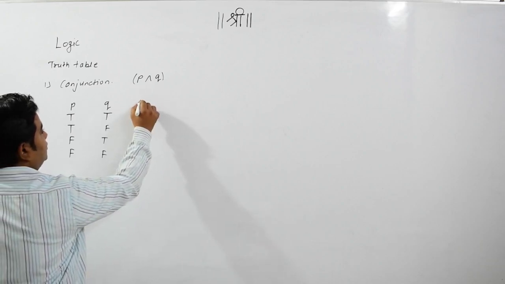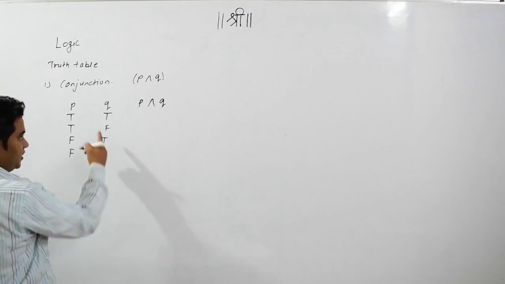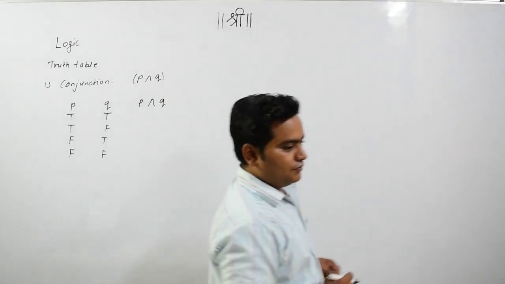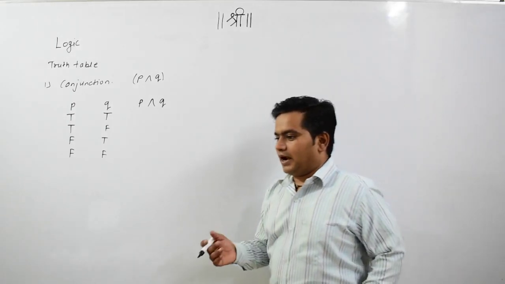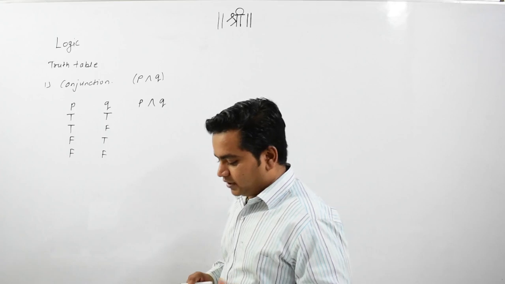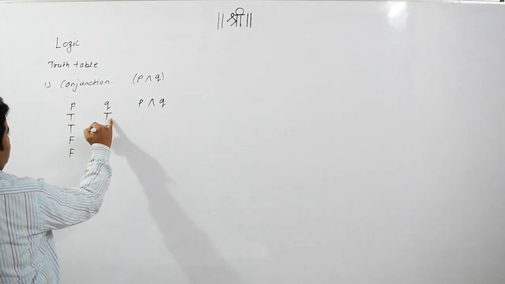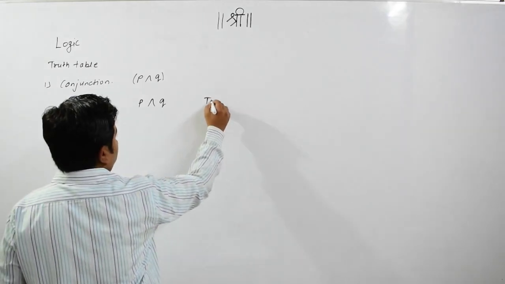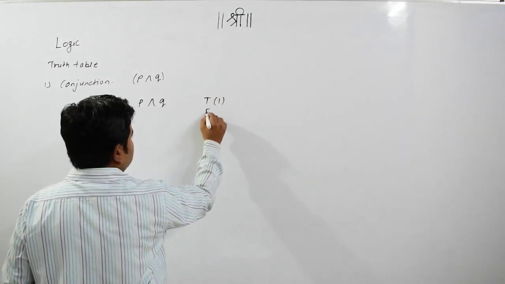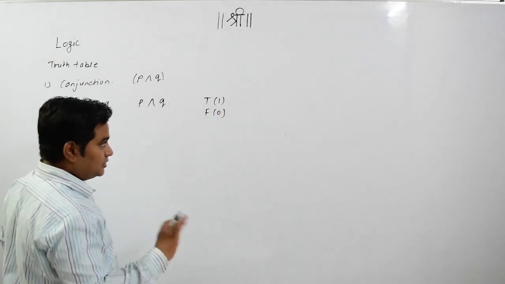Now what is another important part? P and Q. Now this is a very simple pattern again. If you add, or rather instead of adding I would like to say multiply. How will we multiply? Consider T as 1 and F as 0, okay, let's consider that.